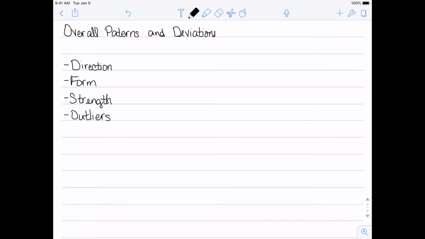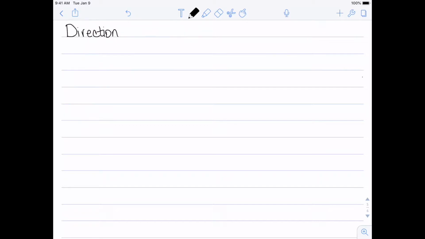As stated in the last video, these are the 4 things we want to concentrate on whenever we are dealing with scatter plots: direction, form, strength, and outliers. So we're going to take each one of these as we go. The first thing we want to look at is direction, and there are going to be 2 real directions that we're concerned with: positive and negative. So let's start with positive and what that means.